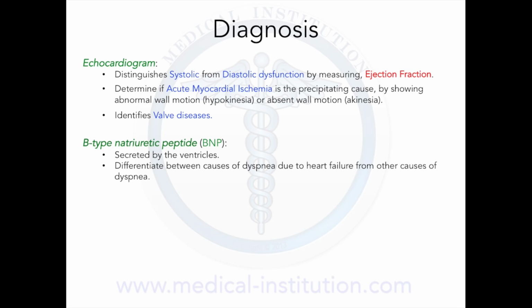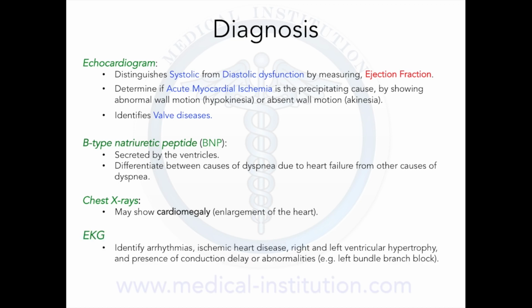And it can also be used to differentiate dyspnea due to heart failure from other causes of dyspnea. We can also use chest x-rays, which can show us cardiomegaly, which is enlargement of the heart. EKG can also be used to identify any arrhythmias, ischemic heart diseases, right and left ventricular hypertrophy, and conduction delays or abnormalities, such as left bundle branch block.